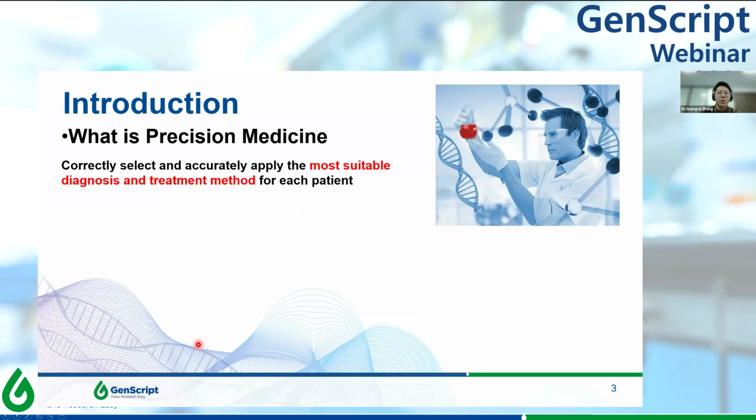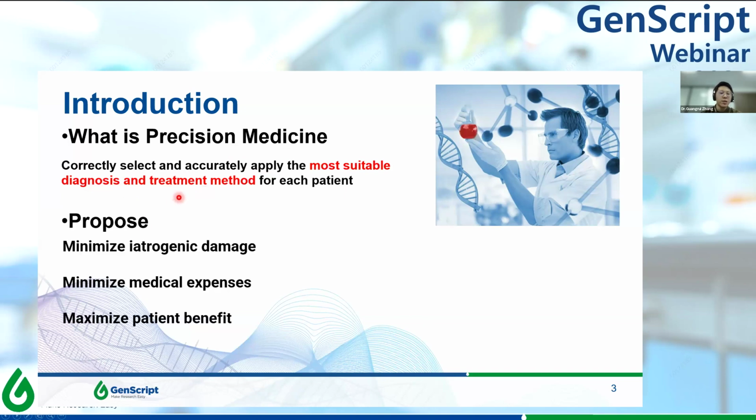At the beginning of the introduction, we need to define what precision medicine is. Precision medicine was proposed by Obama in 2015. Simply put, it is to select and accurately apply the most suitable diagnostic and treatment method for each patient. The first aim is to minimize iatrogenic damage. It requires us, as the raw material supplier, to ensure that our product meets the quality standards required by our customer. And second is to minimize medical expense.